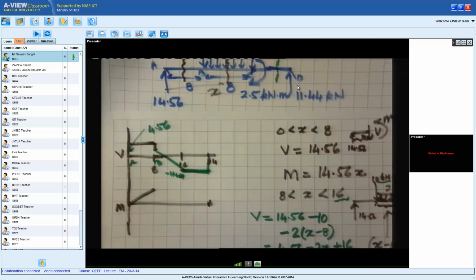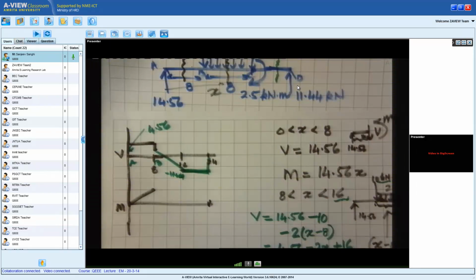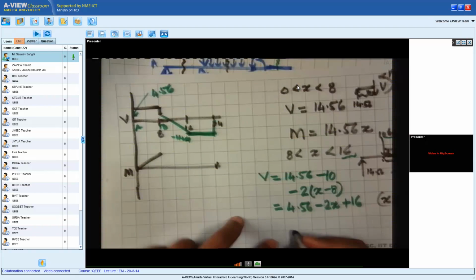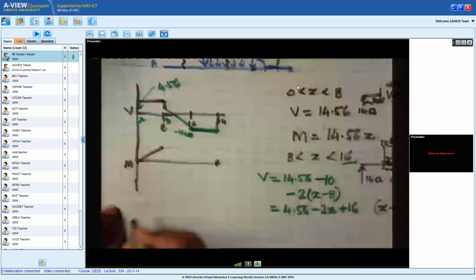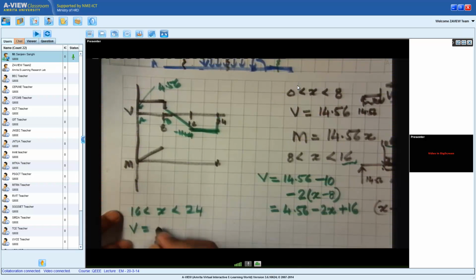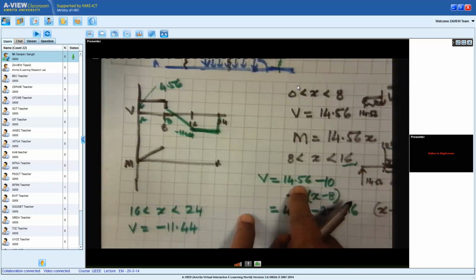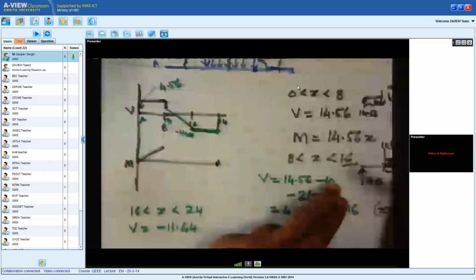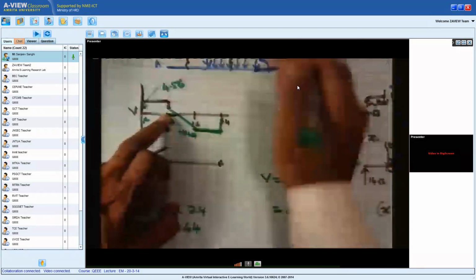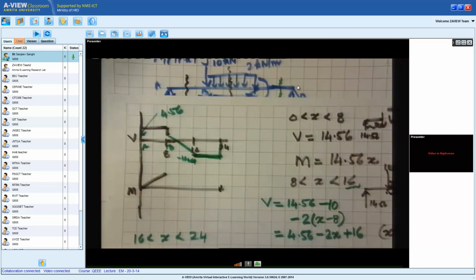So you need not follow only one method. You can use composite methods, and this is how your shear force diagram will get completed. So that means the shear force when 16 is less than x is less than 24 will be simply 11.44. Or the other way of getting it will be, we put it as 14.56 minus 10 minus 2 times... Now in this section we would have crossed this whole distributed force, so we just subtract the total value of this, which is 16 newtons, and that is how we will get the shear force.